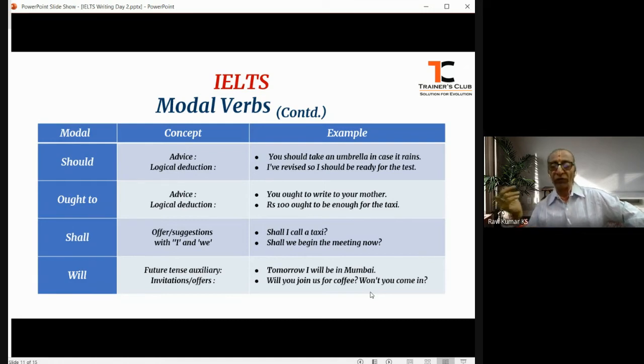He shall go to, if you make it shall instead of will, then it becomes probability. He shall go to office tomorrow at 2 p.m. for second shift means he might go to second shift or he might not go to second shift. Don't know. The probability.